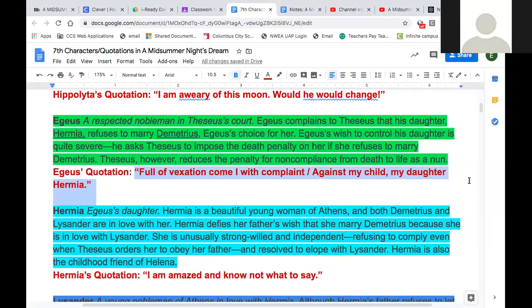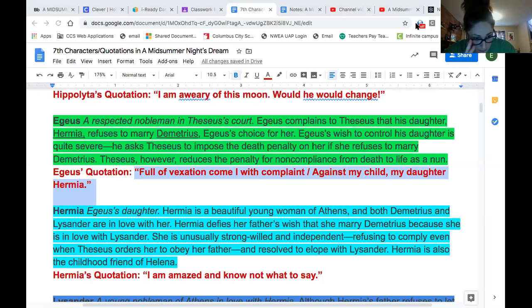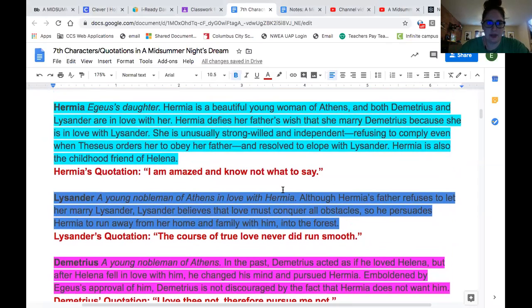Anybody? Someone? Anybody? How about Bailey? I'll read it. Okay. Thanks. "Full of vexation come I, with complaint against my child, my daughter Hermia." So he storms into Theseus's office and he's like, I'm so angry, I'm coming with complaints against my daughter. And his complaint is she won't marry the guy I want her to.